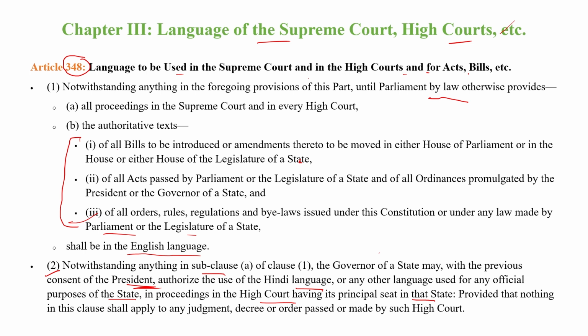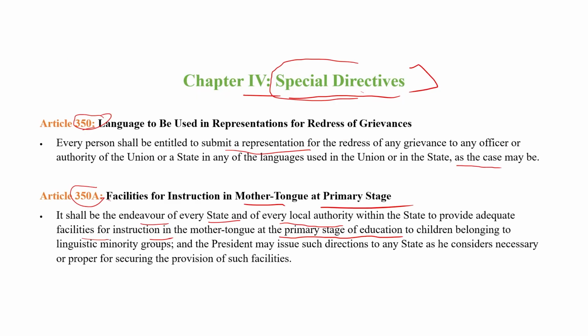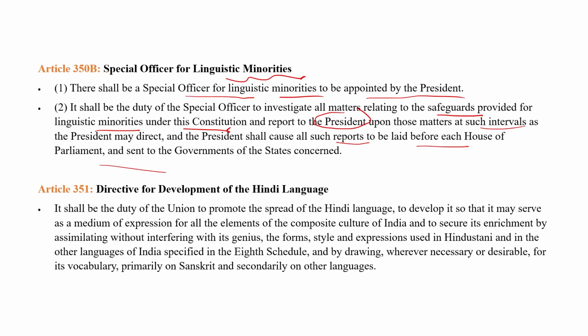Article 348 is the Supreme Court and High Court official language, which is English, and 349 is the special procedure related to certain laws. 350 is language to be used in representation for redress of grievance, 350A is mother tongue at primary level, 350B is special officer for linguistic minorities, and 351 is that Parliament will work to develop the Hindi language. Clear? So I hope you understand this session. Thank you.